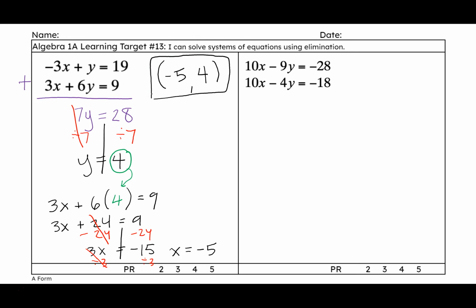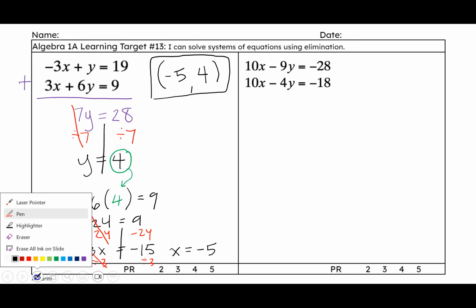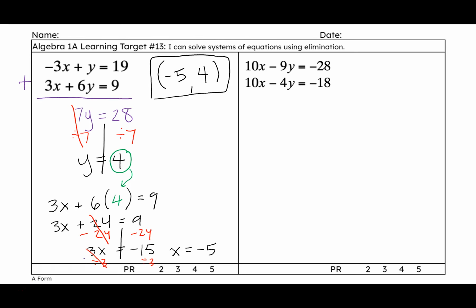All right, let's try it for the next one. So I am going to add these equations together and see what happens. Hopefully something gets eliminated. All right, 10x plus 10x gets you 20x. Negative 9y, negative 4y, that's negative 13y. And that's going to equal 28 and 18.